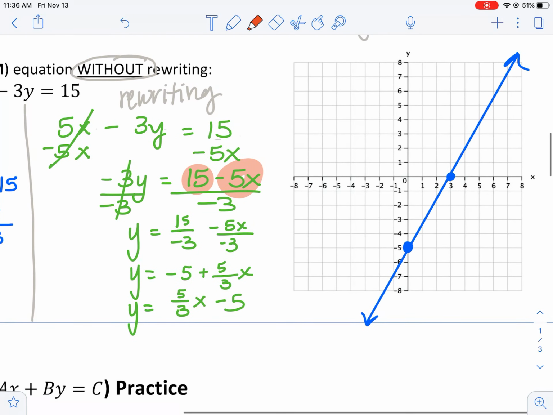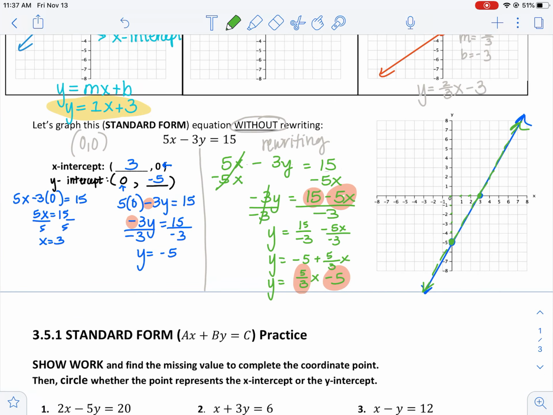So let's look. B is at negative 5. Oh, that matches up. And my slope is 5 over 3. So I'm going to rise 5 and run 3. Oh, what do you know? There's that same exact line that we found by using the 0, 0 method.